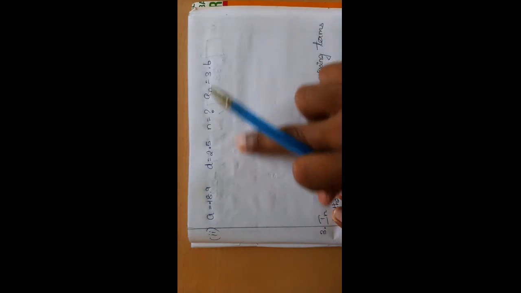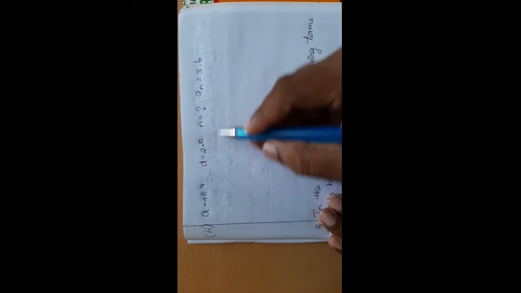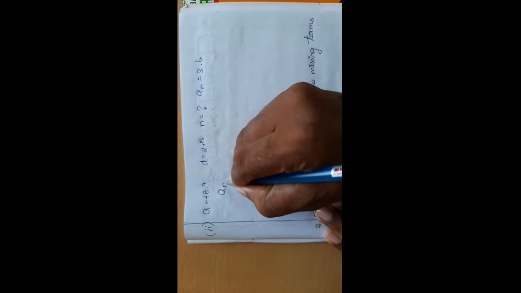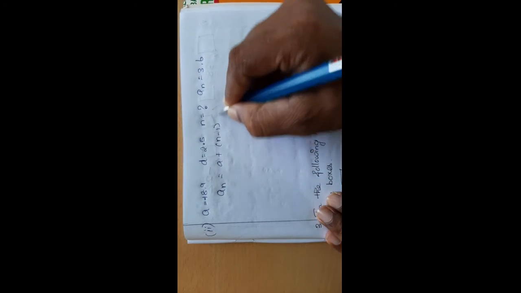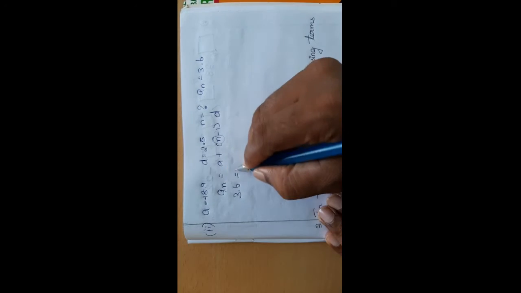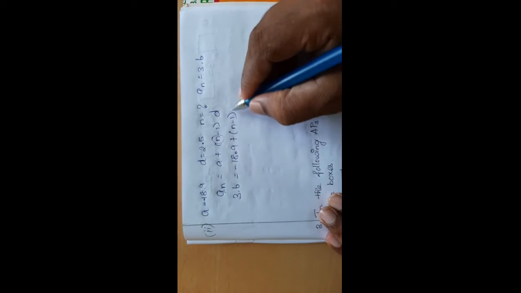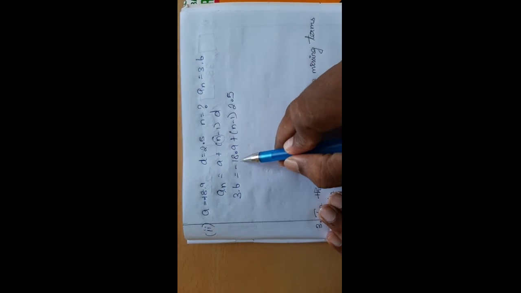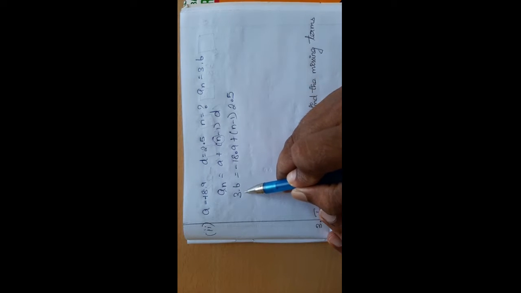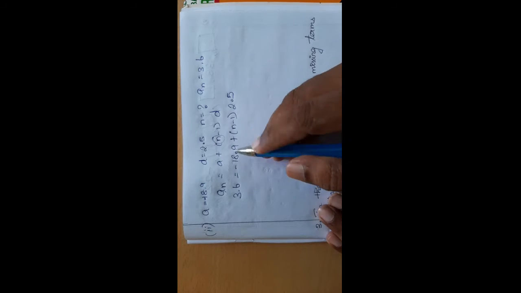We go for the second problem. I have written the data here. You can check here: a is minus 18.9, d is 2.5, n we have to find, an is 3.6. So the general term is an is equal to a plus n minus 1 into d. From this we have to find n. an is given as 3.6, a is given as negative 18.9, plus n minus 1 we have to find, and d is 2.5. So just bring the minus 18.9 to this side, and it will become an addition. So 3.6 plus 18.9 will become 22.5, right?